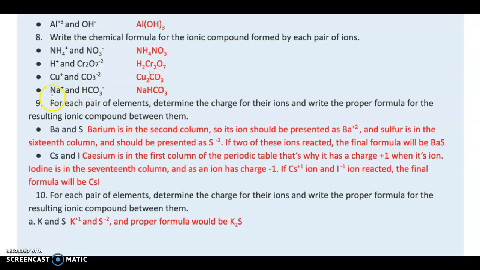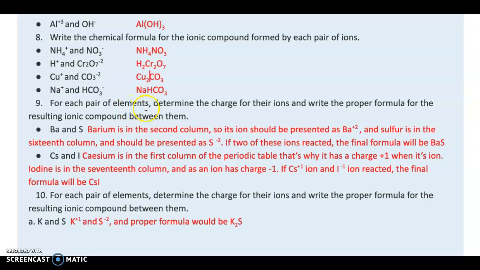So this is an example between sodium, and this particular one is called bicarbonate. Bicarbonate has a charge -1, sodium has a charge of +1, Na plus, HCO3 minus. Both of them have identical numbers for their charges. Therefore, the formula is sodium bicarbonate, NaHCO3. Okay.